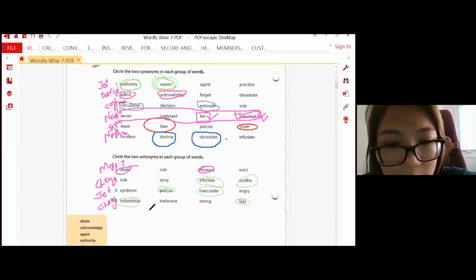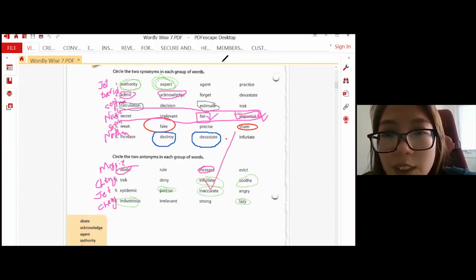Lazy, industrious, precise, inaccurate. Infuriate, suit, increase, abate. Good. Destroy, devastate, fate, sham, fair, impartial, estimate, calculation. Okay, good job. Okay, clearing.